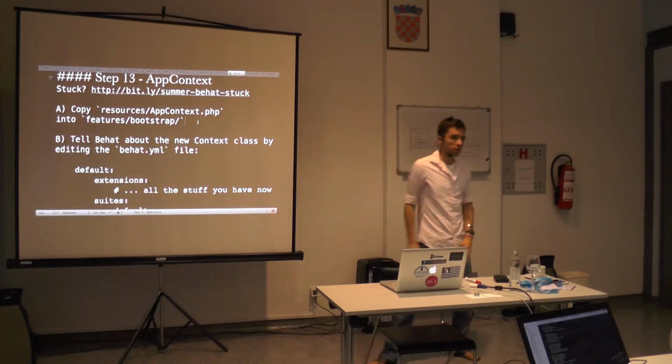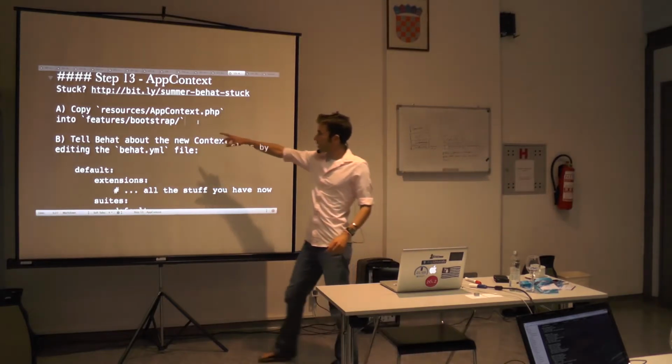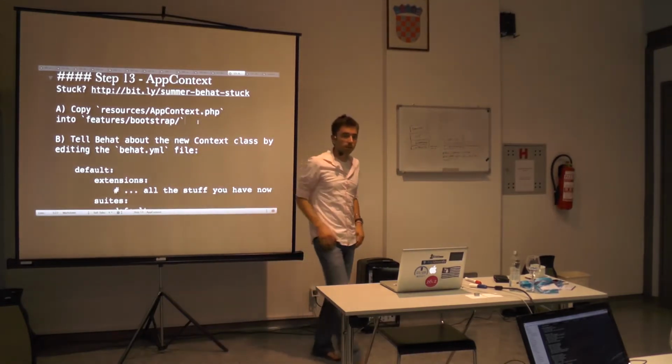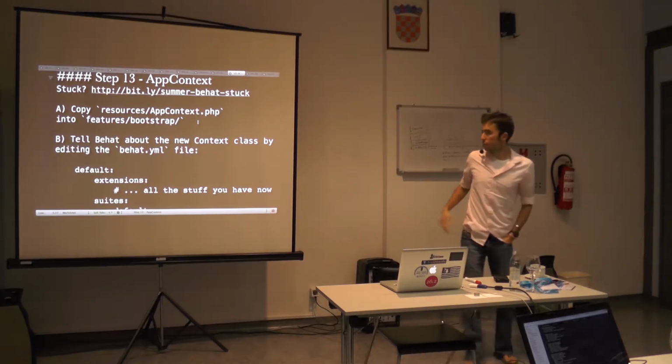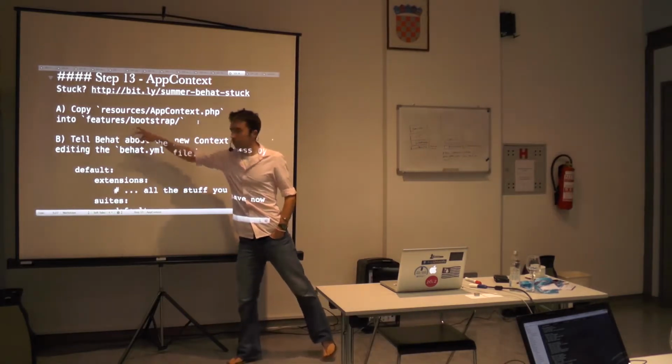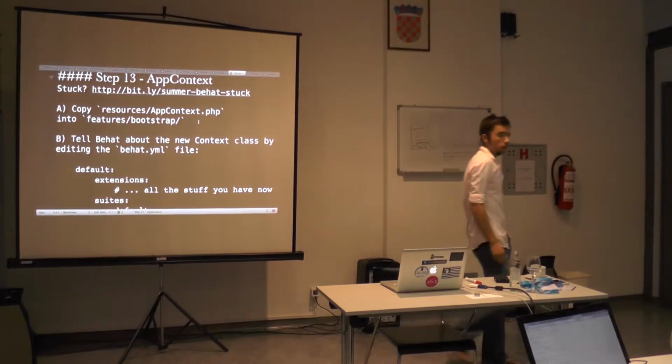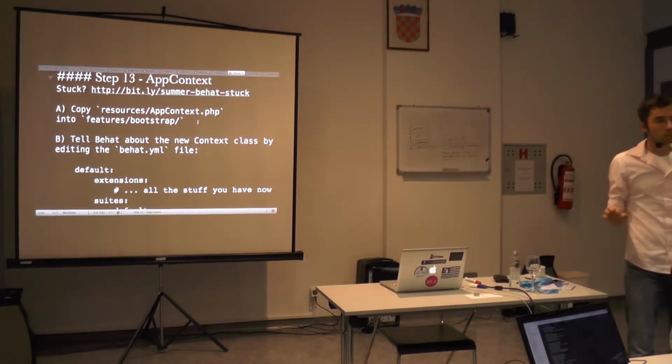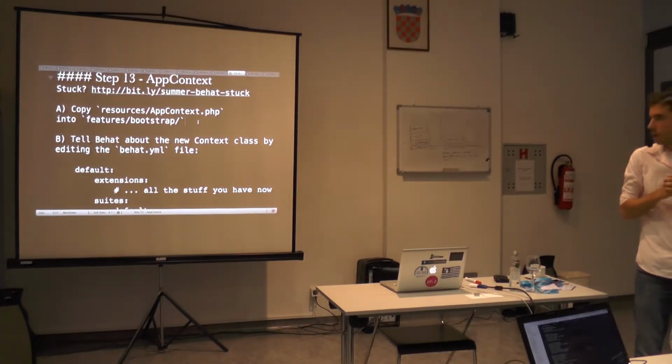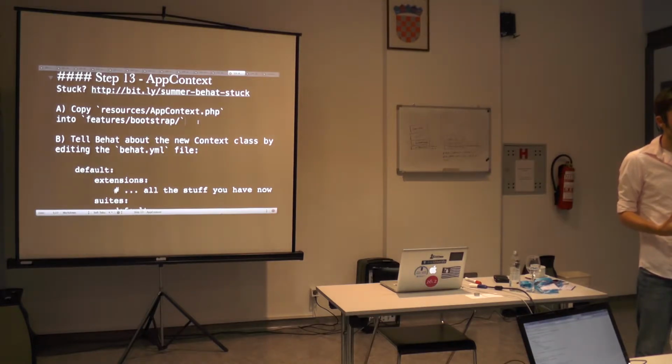So to do this, I just wanted you guys to see this. Inside the resources directory, again, there's another class called app context. I want you to copy that into features/bootstrap. So right now, actually go ahead and do that, and I'll talk as we go. Right now, when Behat boots, there's just a single feature context, right? And that's the only thing it parses.